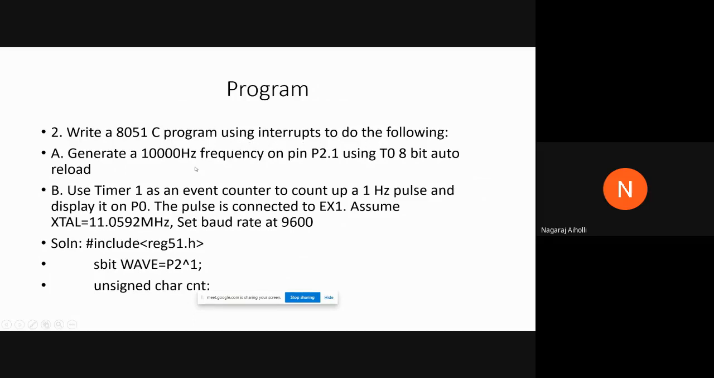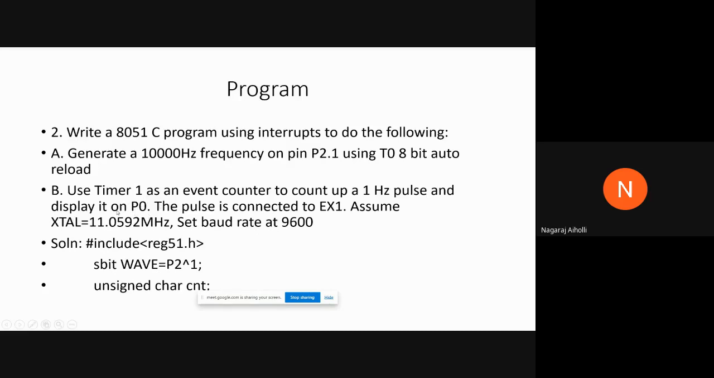Generate a 10,000 Hz frequency on pin P2.1. We have to generate a 10,000 Hz square wave on the P2.1 pin using timer 0 in 8-bit auto reload mode, that is mode 2. Then use timer 1 as an event counter. First job is to generate a square wave of 10,000 Hz. Then we have to make use of timer 1 as an event counter. That is, it has to count the 1 Hz pulses. How many pulses are occurring of the frequency 1 Hz? That is to be counted by timer 1. It is acting like a counter. And display the count value on P0.